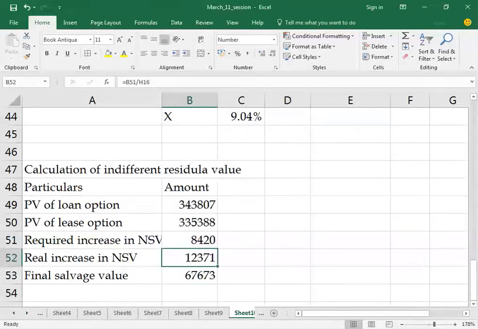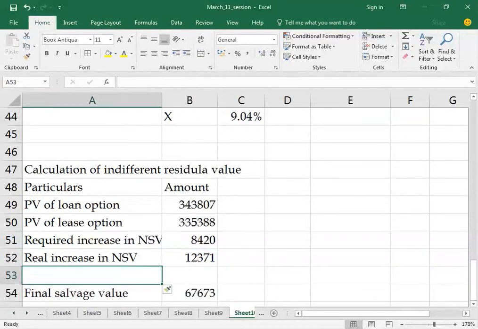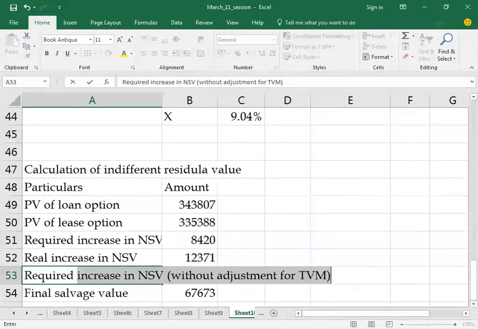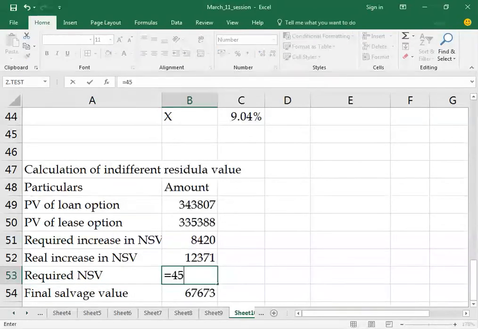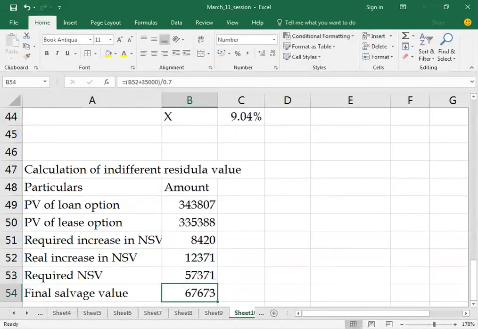I'll explain again. Loan option is this much, 343. Lease is 335. So my salvage value has to move up by 8,420. That is without considering the time value of money impact. Once I consider that, it has to move up by 12,371. So required NSV is 45,000 plus 12,371.